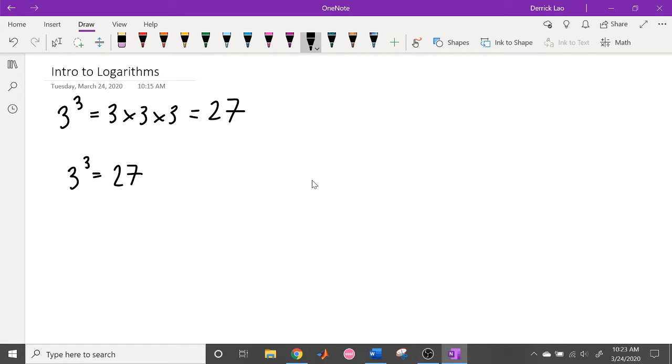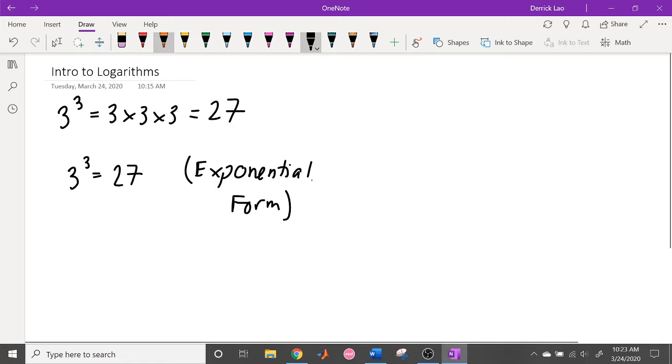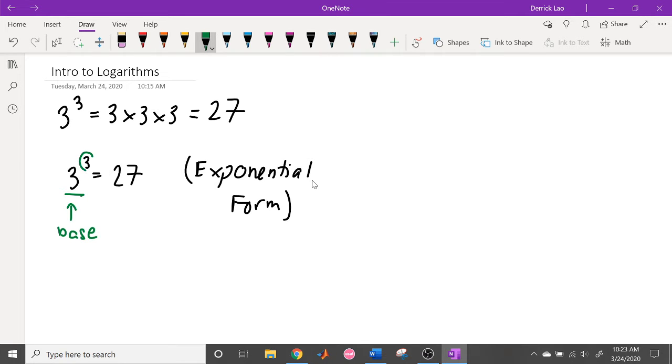Now we look at this. This we call the exponential form. And that's mostly because we have right here 3. That right there is our base. Our 3 up here, that's our exponent. And then 27 is just some value that it comes out to be.